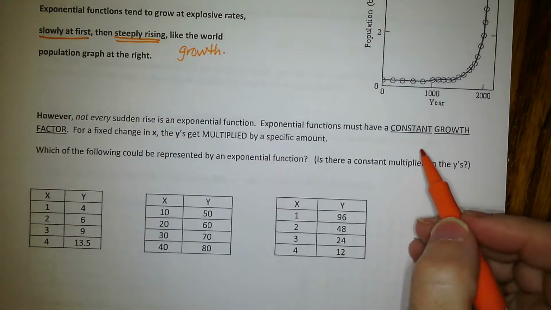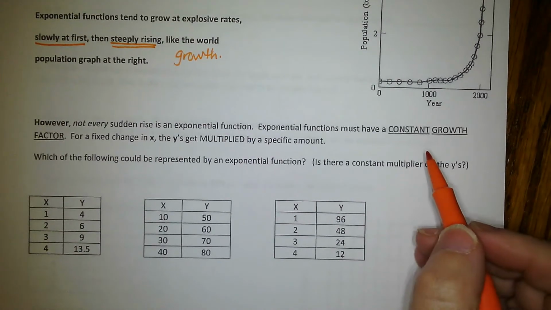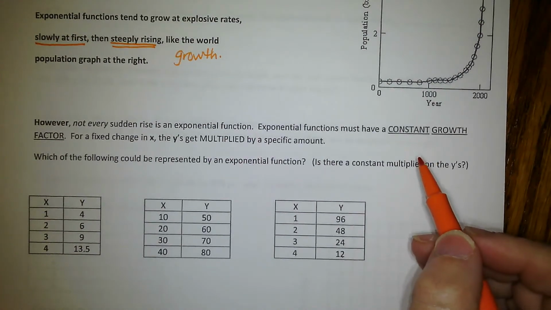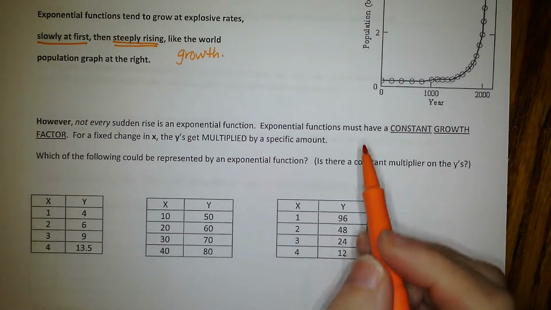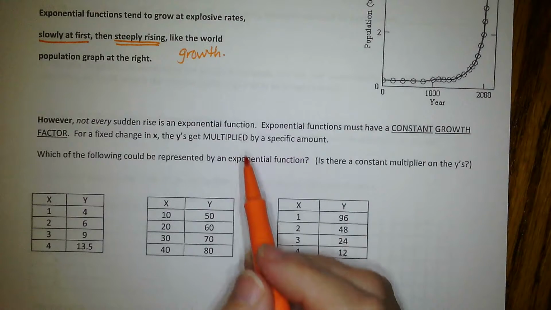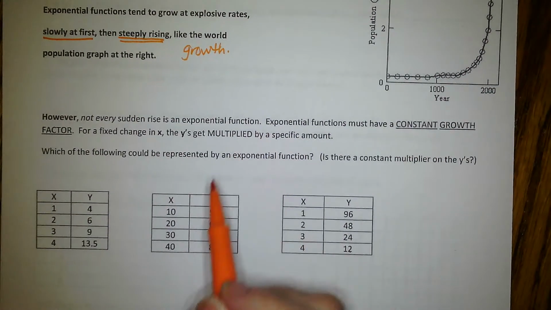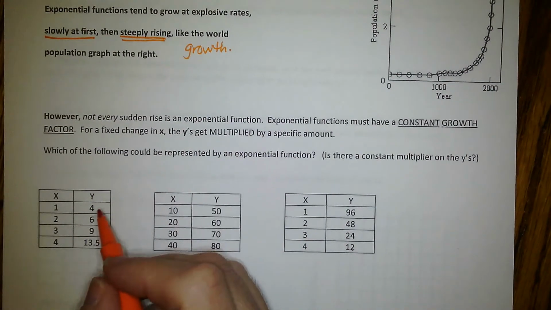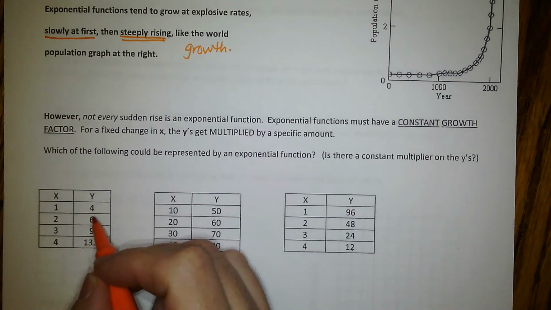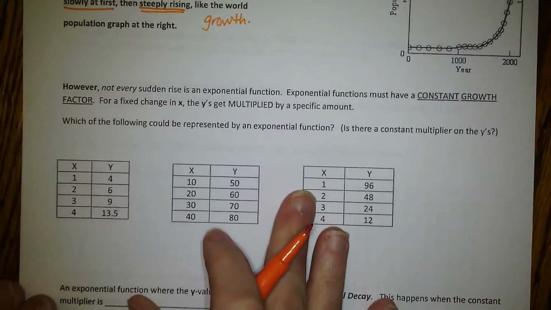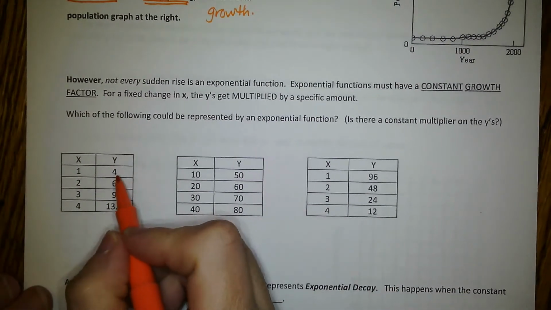Now, they have a constant growth factor, and it's that they get multiplied by the same amount. So in order to find your constant multiplier, what you're going to do is you're going to divide your second divided by your first, and that's what's going to give you your growth factor on the y's.